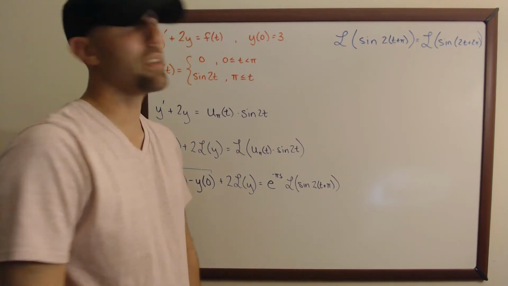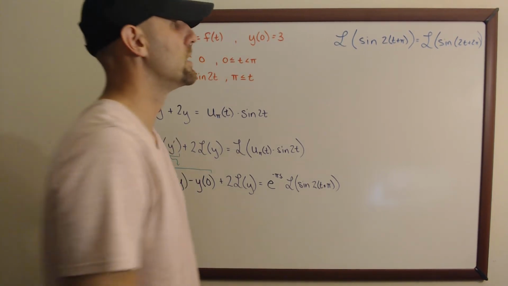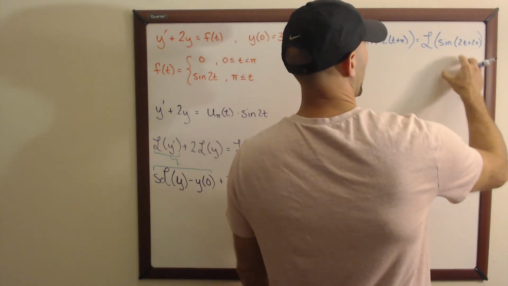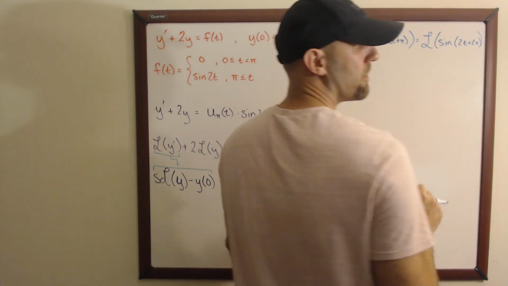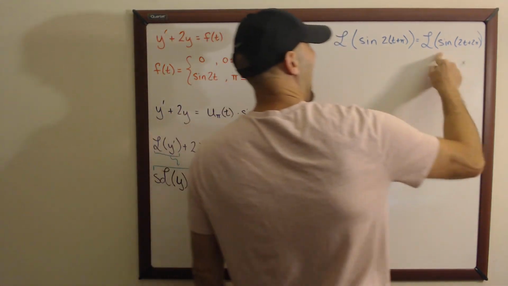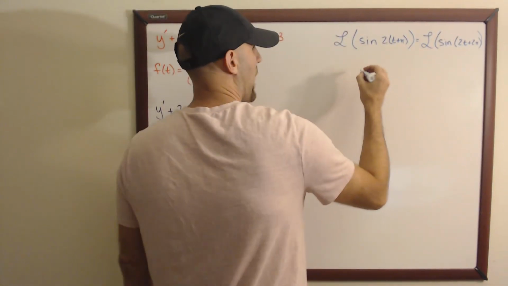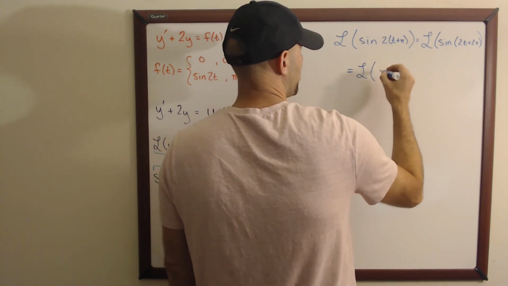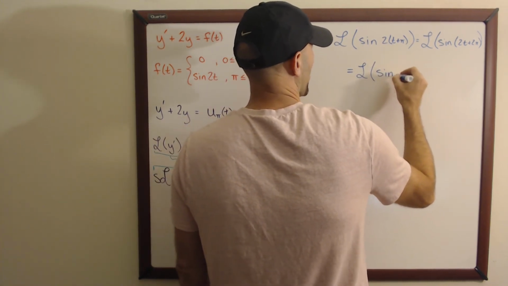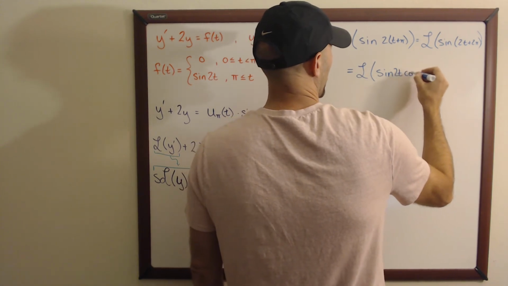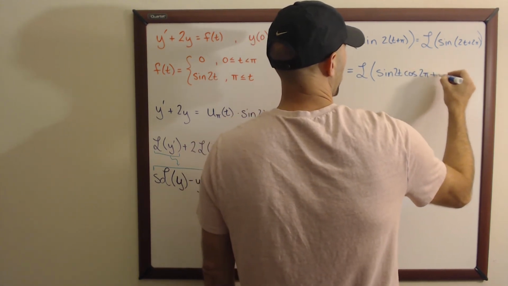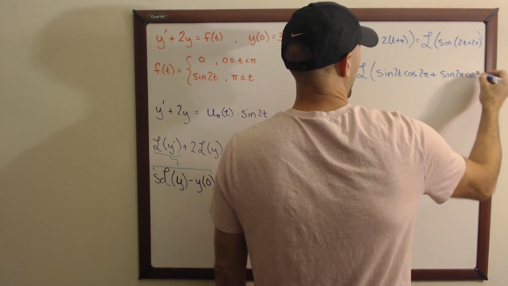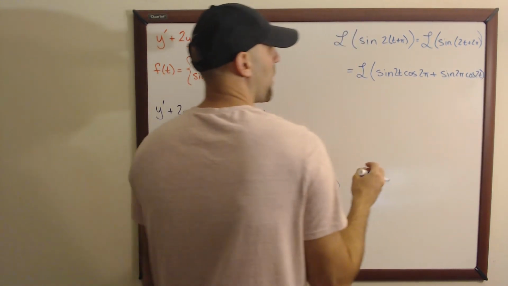Isn't the period of sine 2 pi? So shouldn't that be equivalent to sine of 2t? Okay. If you want to use the angle sum definition, we can do that. Using my angle sum definition, this is the Laplace transform of sine 2t cosine 2 pi plus sine 2 pi cosine 2t, right?